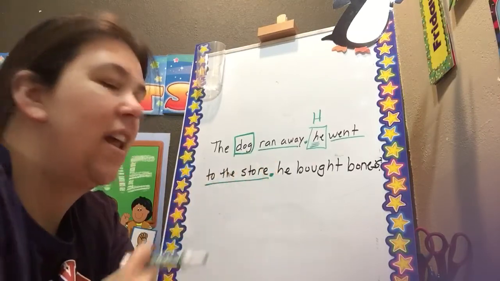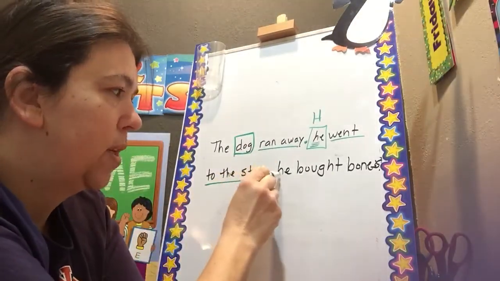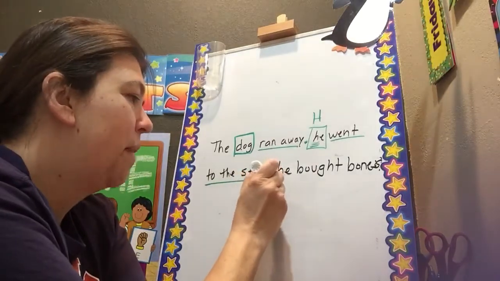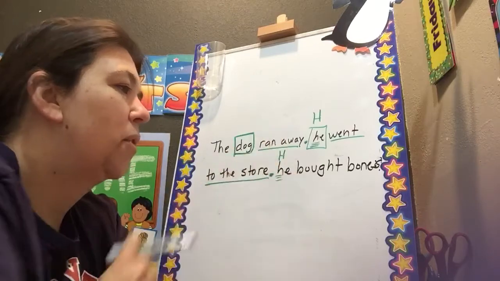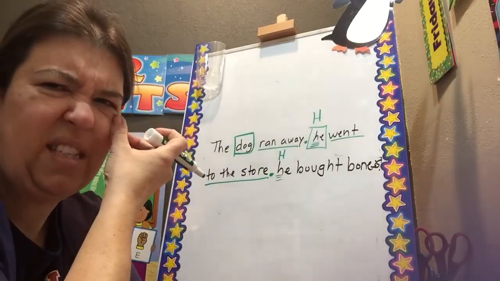So I need to have another end mark there. So there is an end mark. So what does this guy got to be? What does he got to be? He's got to be a capital. Okay. He bought bones. Ooh, let's see if that's a complete sentence though.